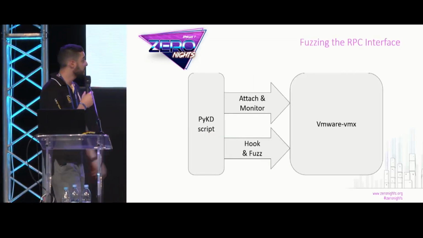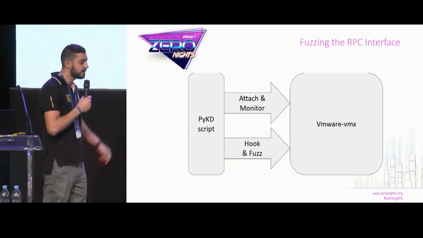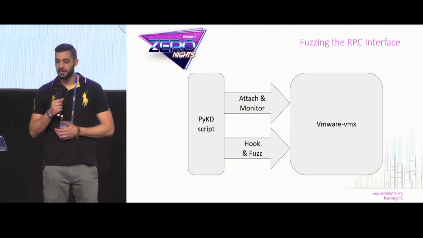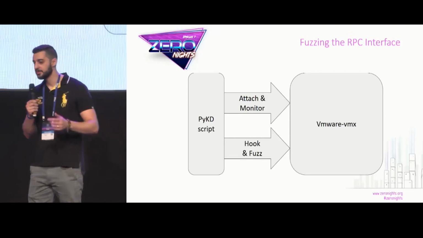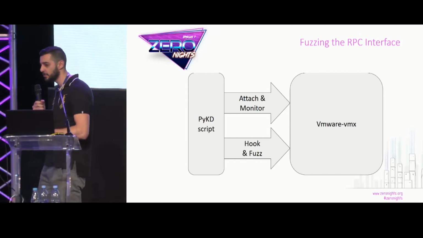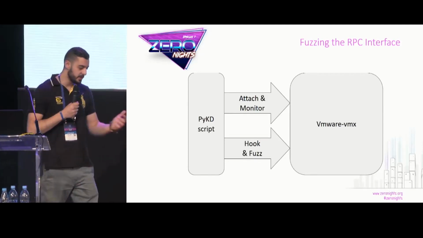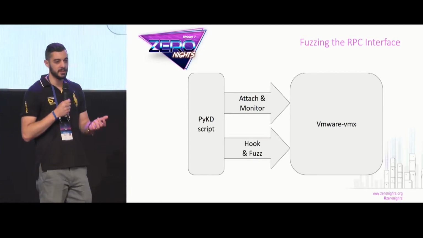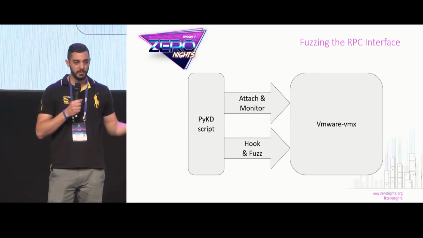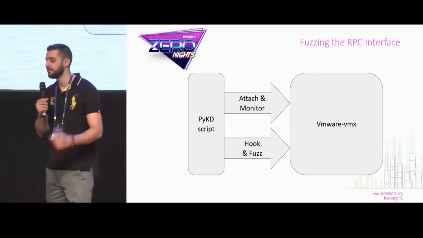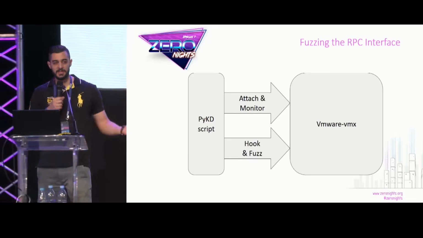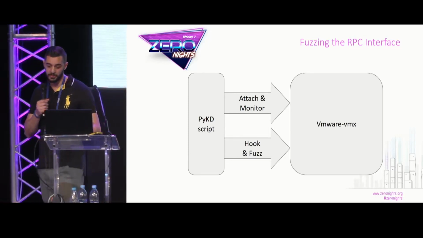So in a nutshell, this is how it's going to work. Basically, you have your PyKD script. It's going to attach and monitor VMware VMX, hook, and then start fuzzing. Basically, just wait for these RPC requests and then start modifying them. You can get a little bit more advanced. Since we know exactly where the function lies inside VMware VMX, we can plug WinAFL into it and have it fuzzing. So this is basically how we approached it, and it worked really well for us.